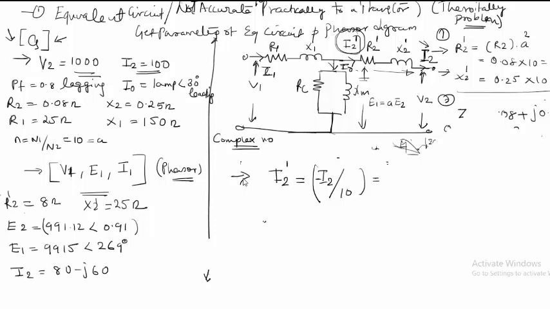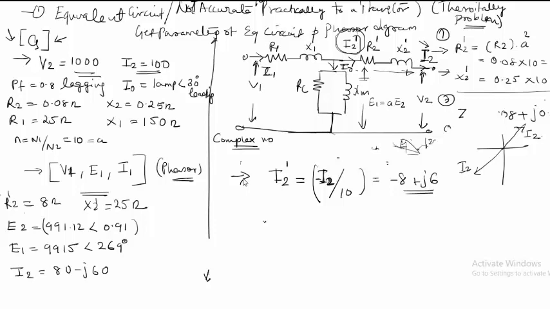There will be a change of sign, since this is to draw your phasor diagram. If you have a phasor diagram like this, your I2 will be in this direction while your I2 dash will be in this direction. So you'll have to take the minus sign here, and if you divide this by 10, you will get minus 8 plus j6.